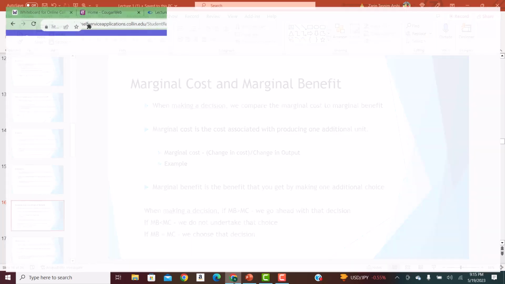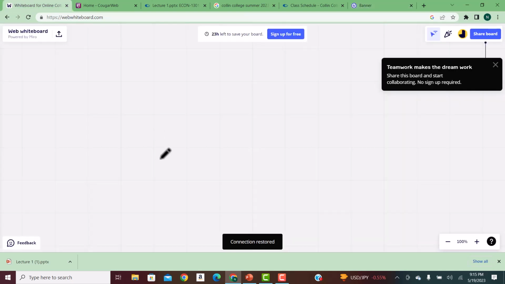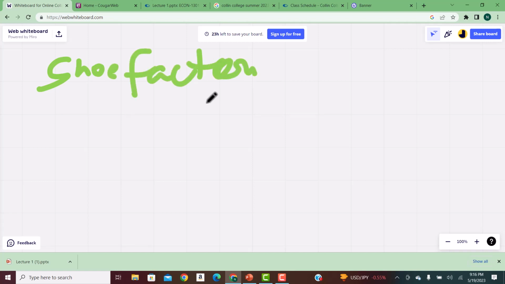So right now we're going to look into how we can calculate marginal cost, and give you an example. There will be a problem like this in your homework one, so make sure you understand it. Okay, so let's consider we have a shoe factory.